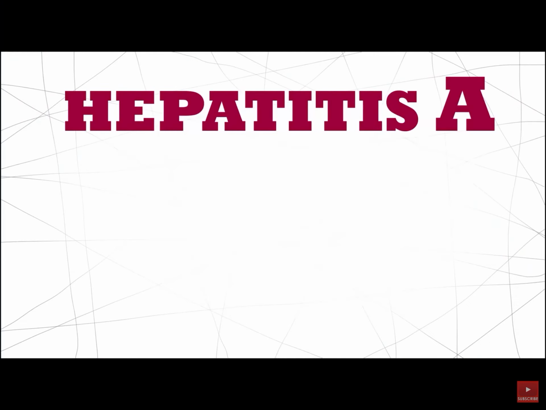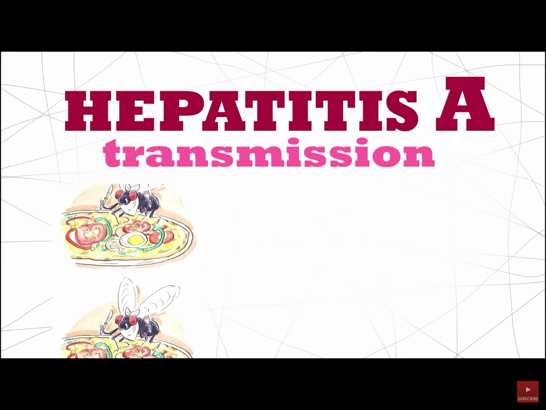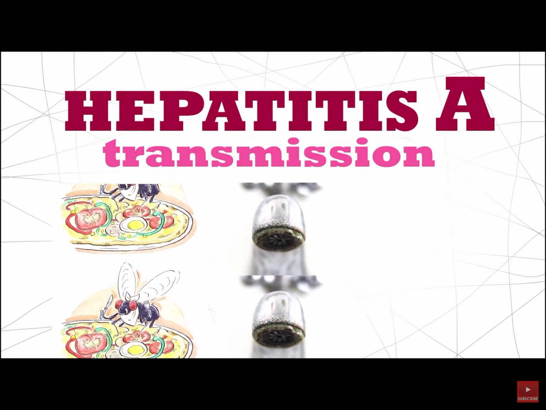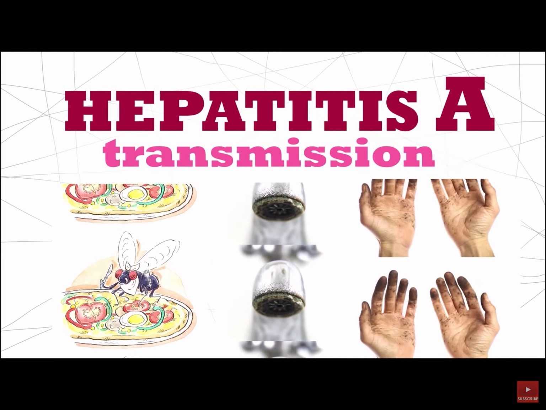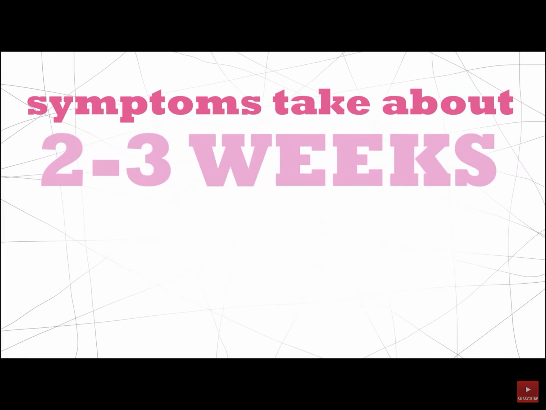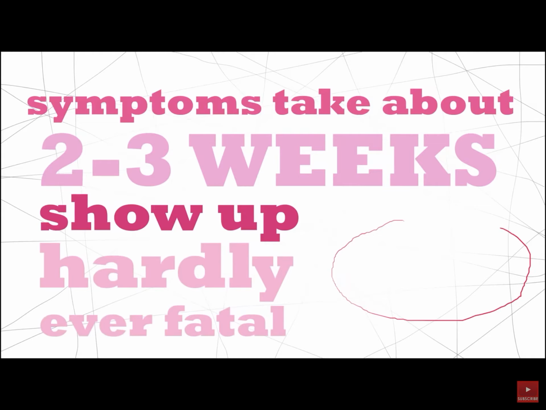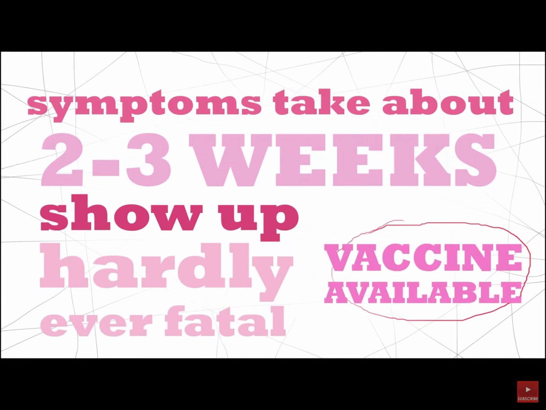Hepatitis A. The major way of transmission is through contaminated food and water. In fact, Hep A is primarily associated with dirty water and poor sanitation. Symptoms generally take about 2 to 3 weeks to show up. However, it's rarely fatal and there is a Hep A vaccine.